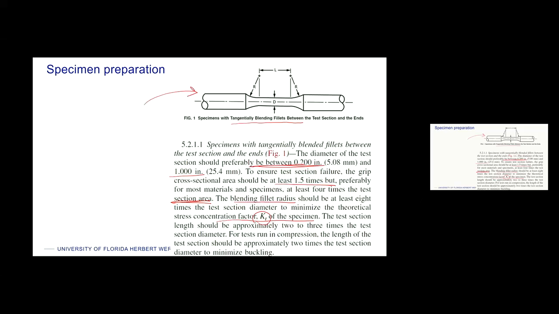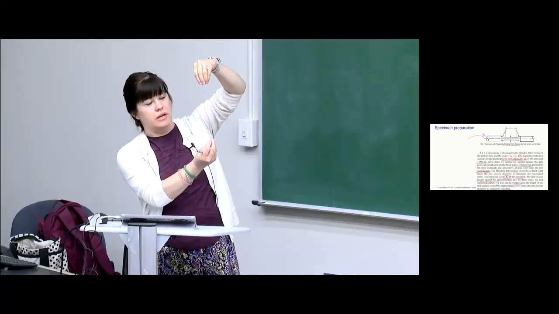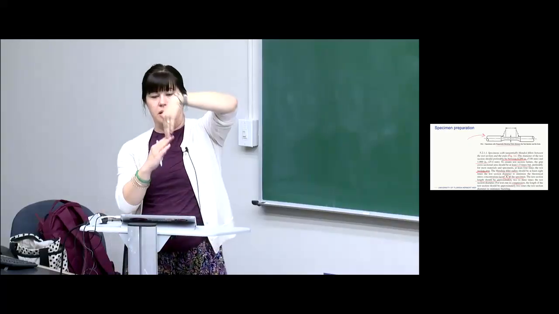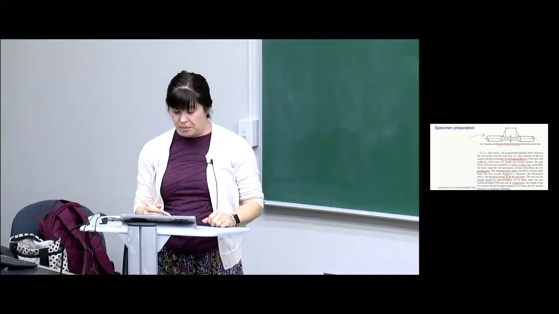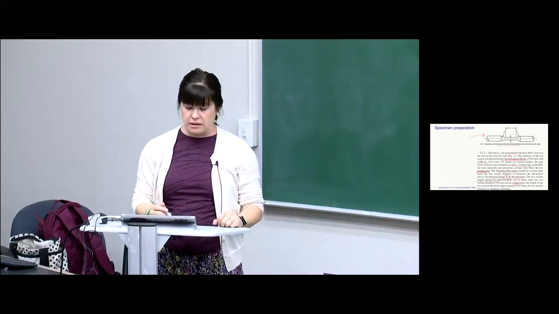It tells you how long the sample should be, 2 to 3 times the test section diameter. And then it gives a special caveat for tests run in compression. The length of the test section should be 2 times the test section diameter to minimize buckling. So if we make these test specimens really, really long and then put a compressive load on them, they're susceptible to buckling. But if we're doing axial tests, it's less sensitive to that length.